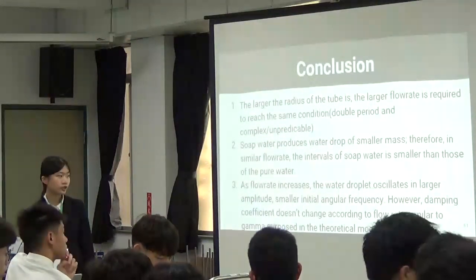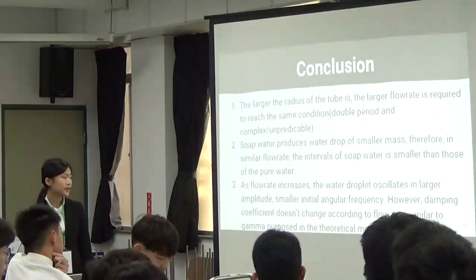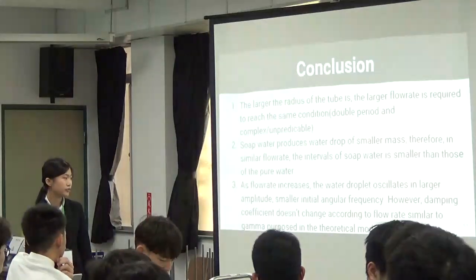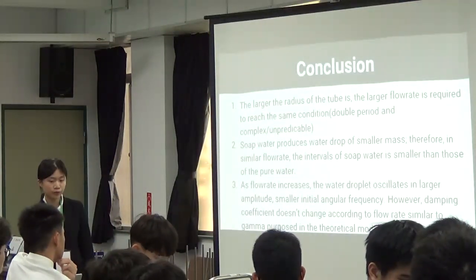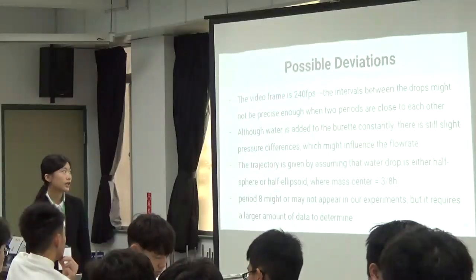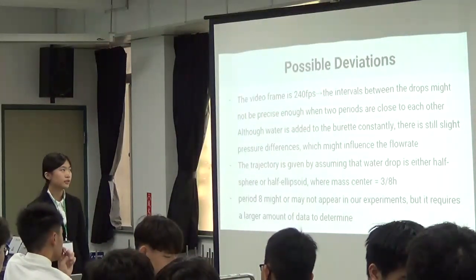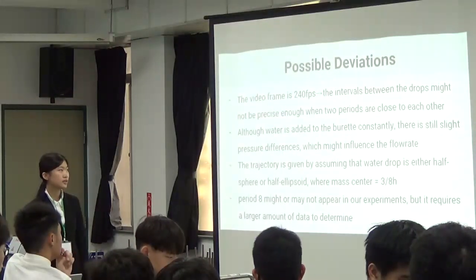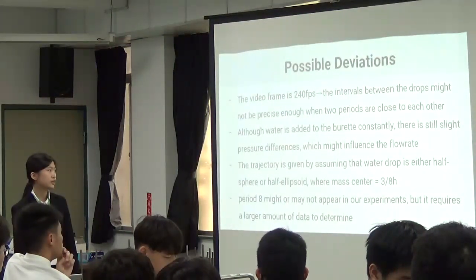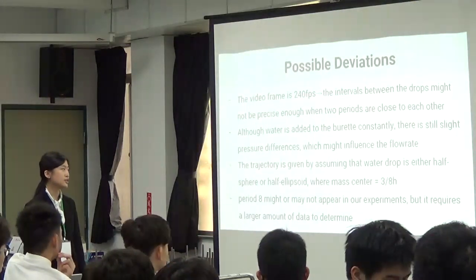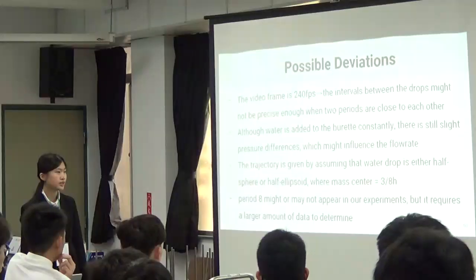Third, as the flow rate increases, the water droplet oscillates with larger amplitude and smaller initial frequency. However, the damping coefficient doesn't change according to flow rates. Here are some possible deviations. First, the video frame rate is 240 frames per second, so the data might not be precise enough. Next, although water is added to the burettes constantly, there are still slight pressure differences, which might influence the flow rates.